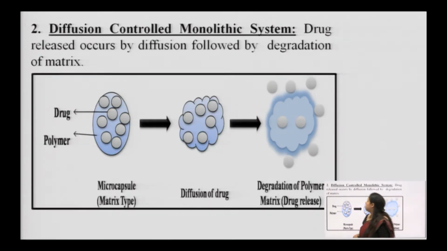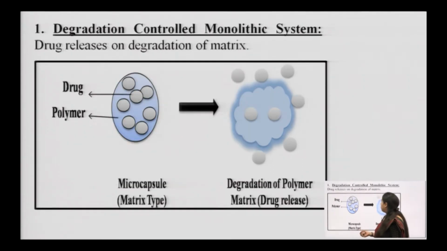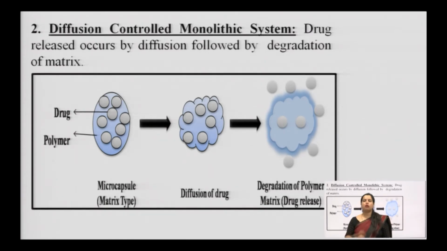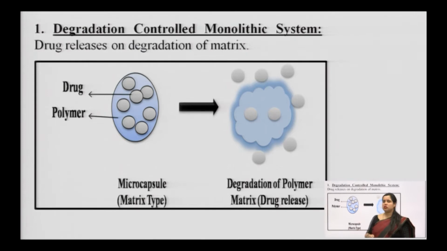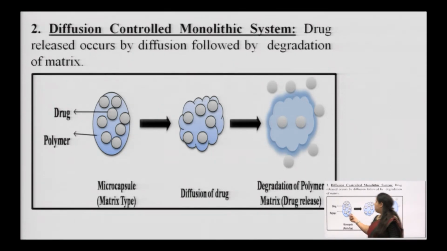Next, move on to the slide of the diffusion controlled monolithic system. Basically, drug release occurs by diffusion followed by the degradation of the matrix. As you can see, the previous slide was degradation and this slide is diffusion, so both are different terms. Diffusion means passing through the membrane, and degradation means degrading the polymer membrane.